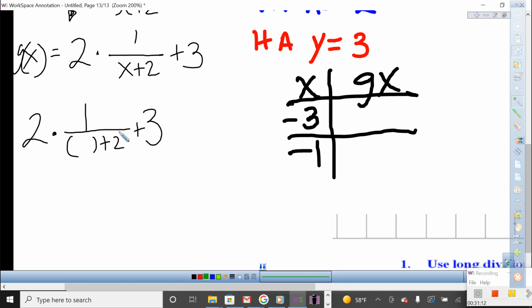All right, first value is negative 3. So this is 2 times 1 over, and then plus 3. All right, so let's see. What is negative 3 plus 2? Negative 1. So what is 1 over negative 1? Negative 1 times 2, negative 2 plus 3. 1.